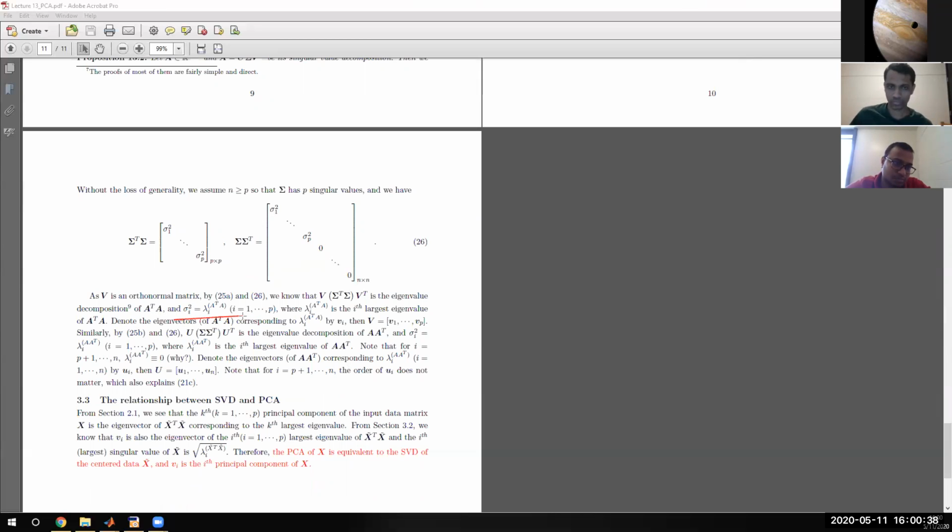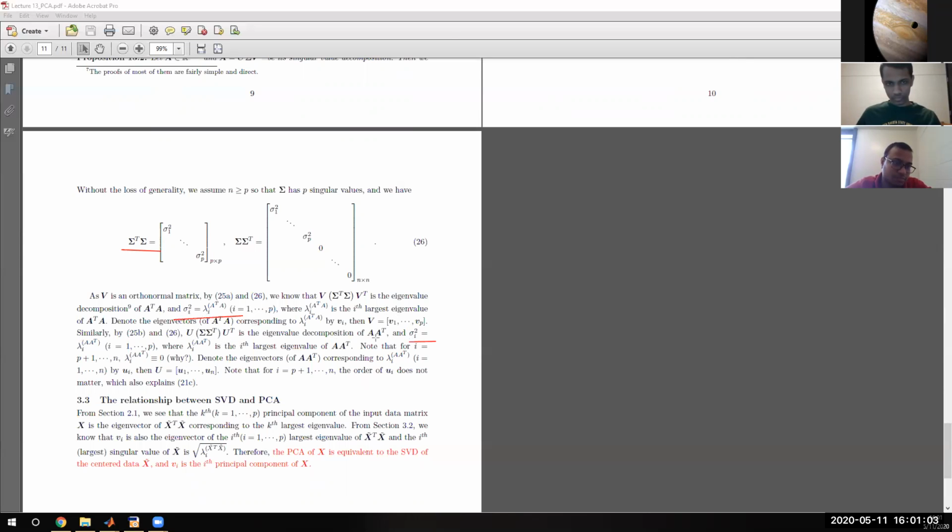So I let lambda_i, with a subscript of A^T A, indicate the eigenvalues of this matrix. And I assume, of course, lambda_1 is bigger than lambda_2, bigger than lambda_3, so lambda_1 is the largest eigenvalue. In the matrix, I have sigma_i squared equal to this, and a similar thing here.